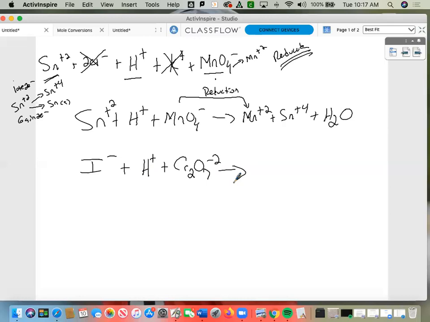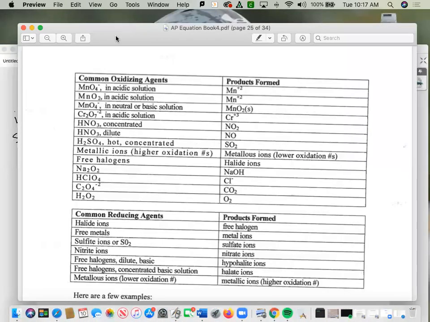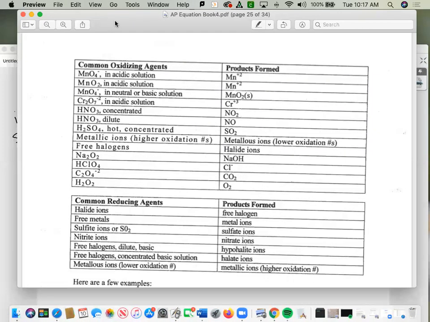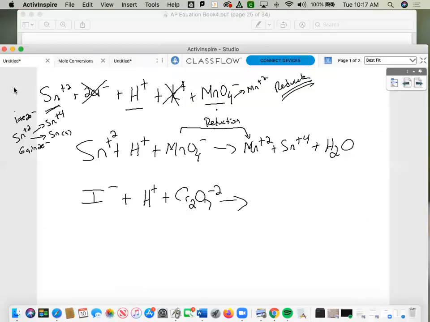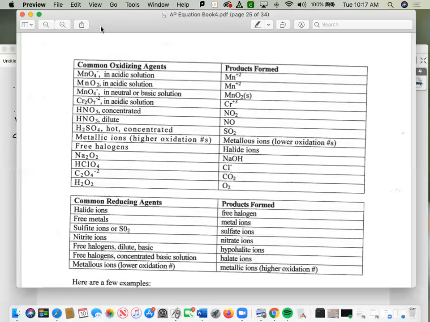There are my reactants. I then go to my list here, and I see that dichromate in an acidic solution makes Cr plus 3. So back to here, Cr plus 3. Iodide, what does iodide do? Let's see. So now I have something that's reduced. So I come down to here.